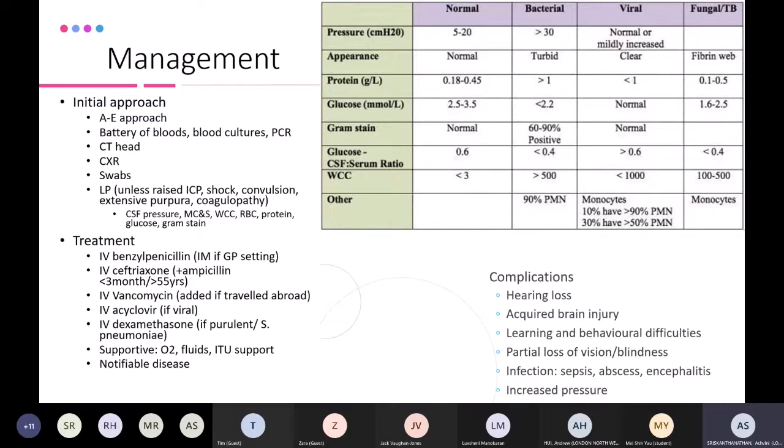And then you've got your fungal or TB, which forms these fibrin webs, which is different from the actual turbid appearance you see in bacteria. Your glucose levels, it will use up a little bit, but not as much as bacterial, so it might be a bit higher than what you see in bacterial meningitis, and you might get a little bit of increase in protein as well, but not a significant increase.